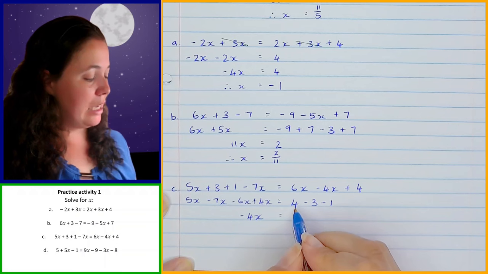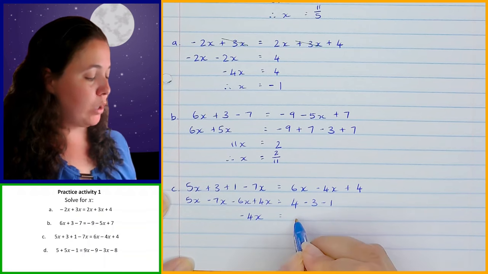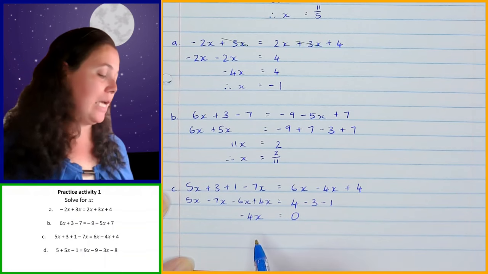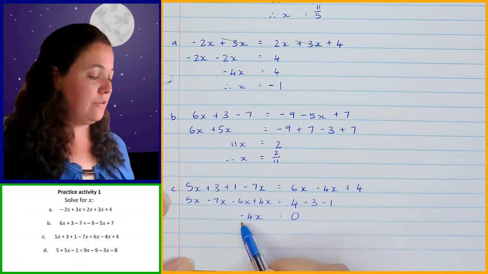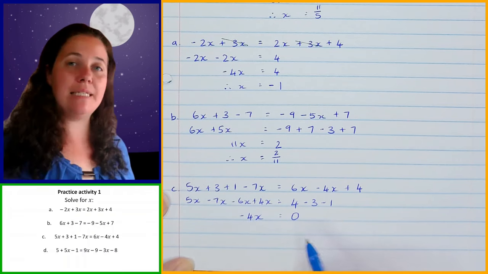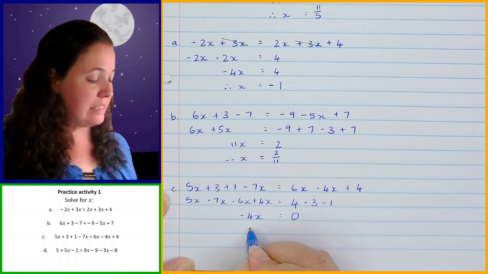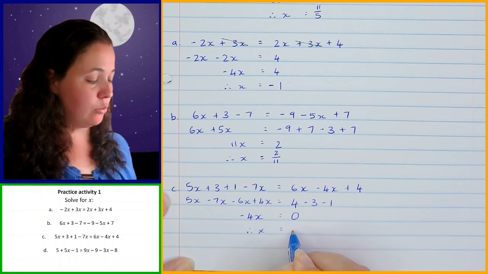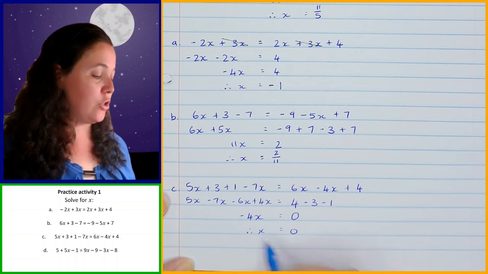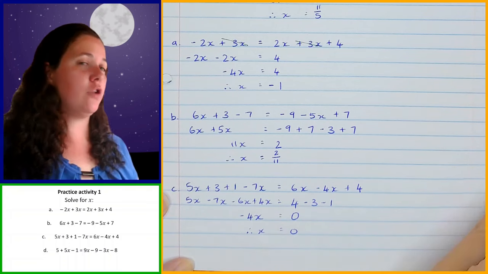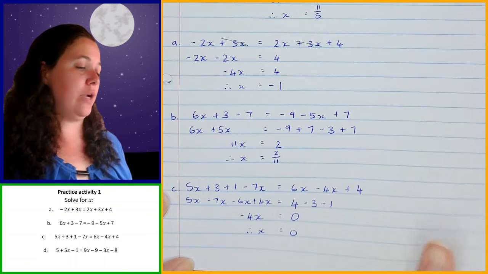And then over here, I've got 4 minus 3 minus 1 is 0. Now, if you end up with something x equal to 0, that's fine, because I can divide by negative 4, and 0 divided by anything stays 0. So x is equal to 0, because remember, negative 4 times 0 will give us 0. So x is equal to 0. So in question C, you should have got 0 as your value for x.